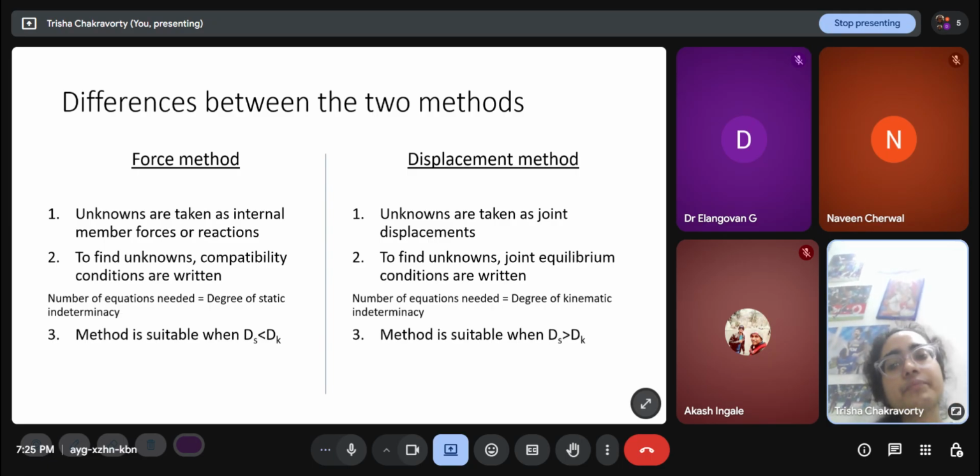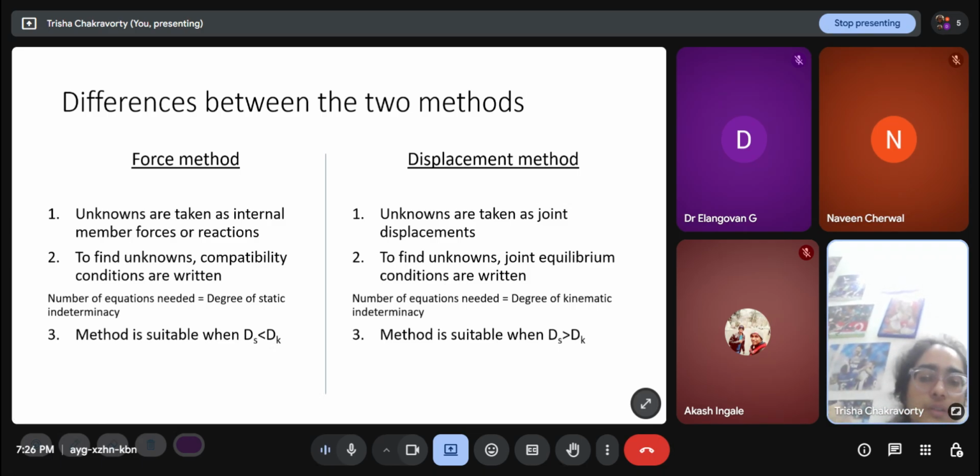Force method: unknowns are taken as internal member forces or reactions. In displacement method, unknowns are taken as joint displacements. In force method, to find unknowns, compatibility conditions are written, and in displacement method, joint equilibrium conditions are written. So they are all just converse, like forces and displacement, compatibility and equilibrium.